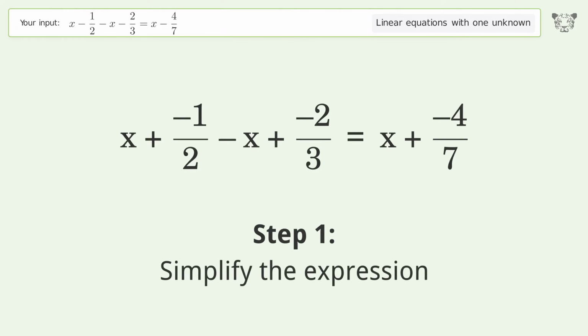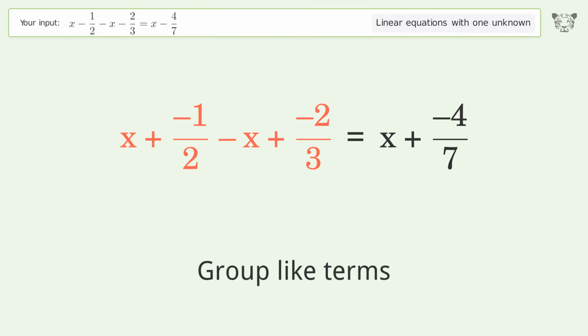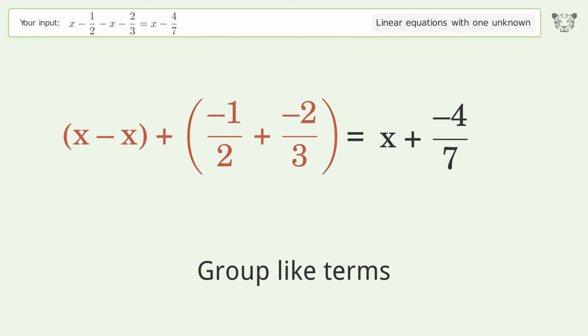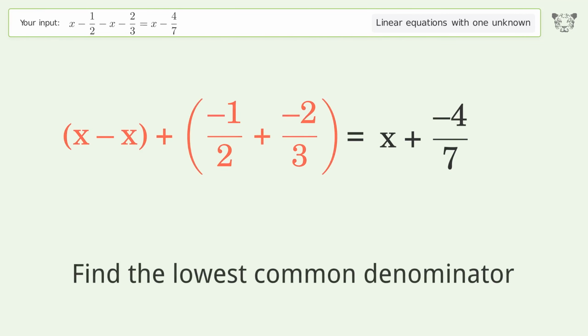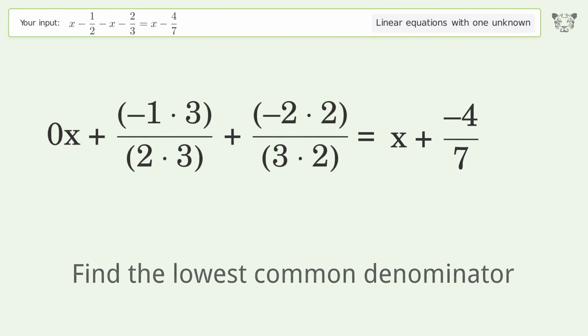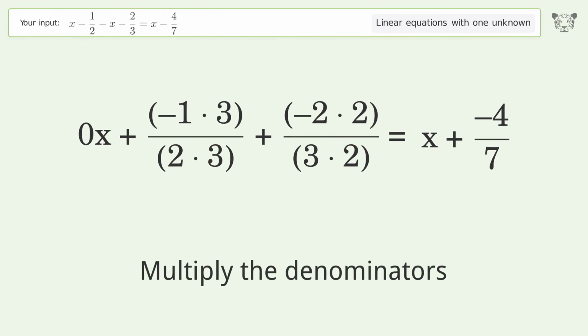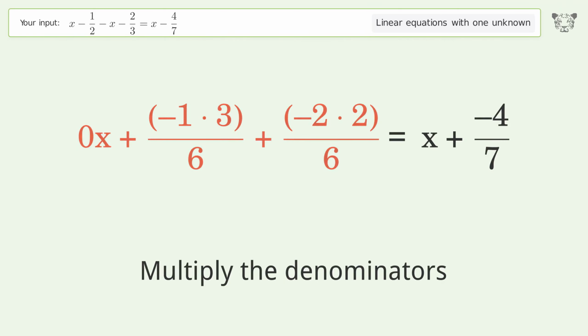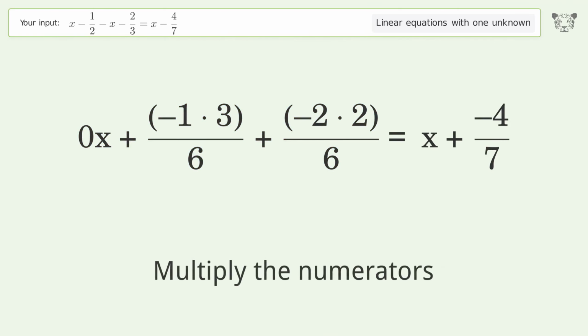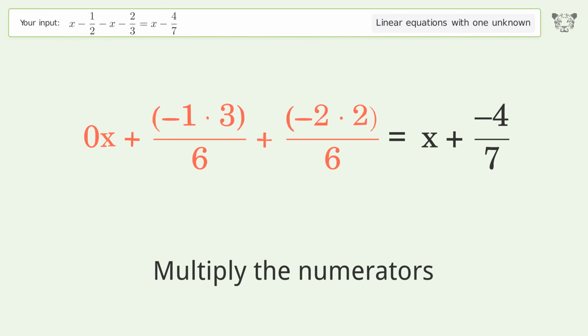Simplify the expression. Group like terms. Find the lowest common denominator. Multiply the denominators. Multiply the numerators. Combine the fractions.